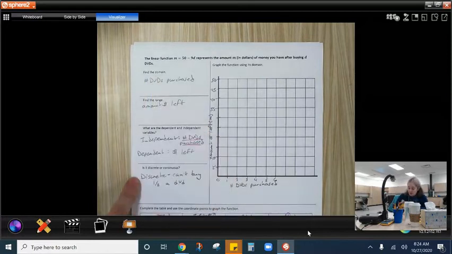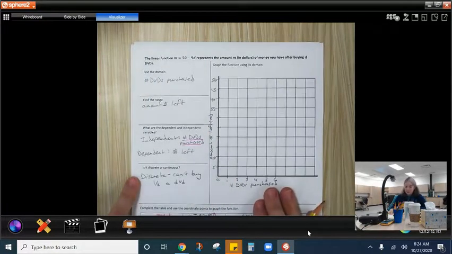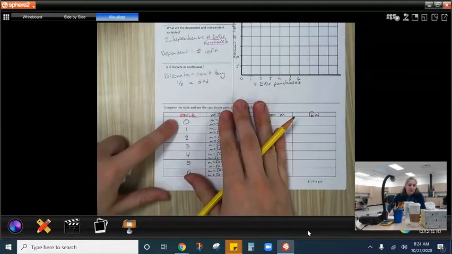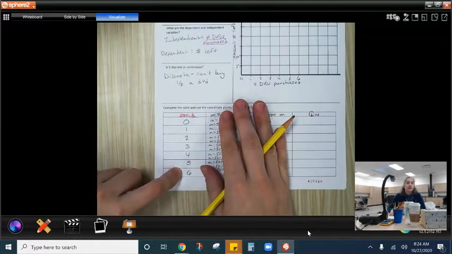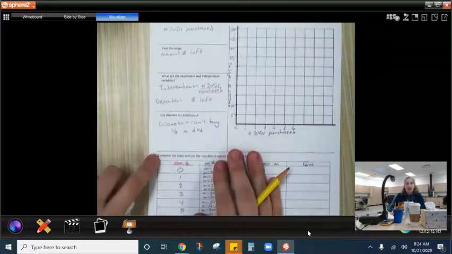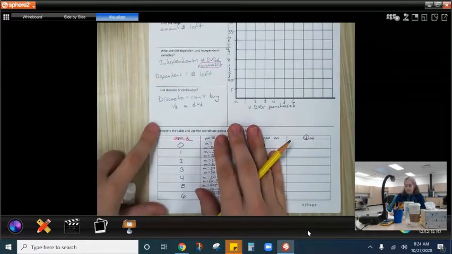So we want to find our domain and range. So down here, I am going to start with 0. Let's say I don't buy any DVDs at the store. I just look. And then what if I just buy 1, and then 2, 3, 4, 5, and 6? So that's going to be my domain. And we want to see what we actually get out of this.